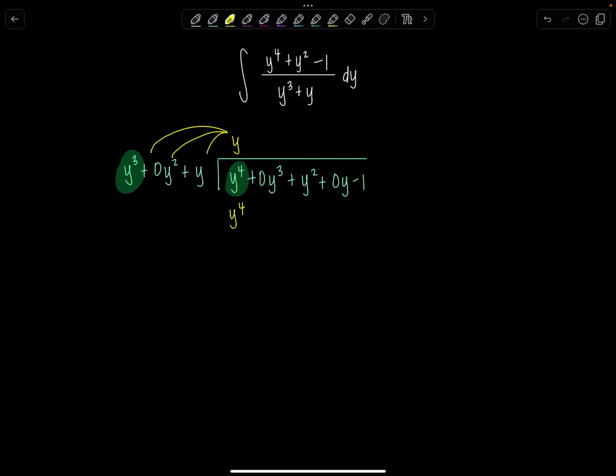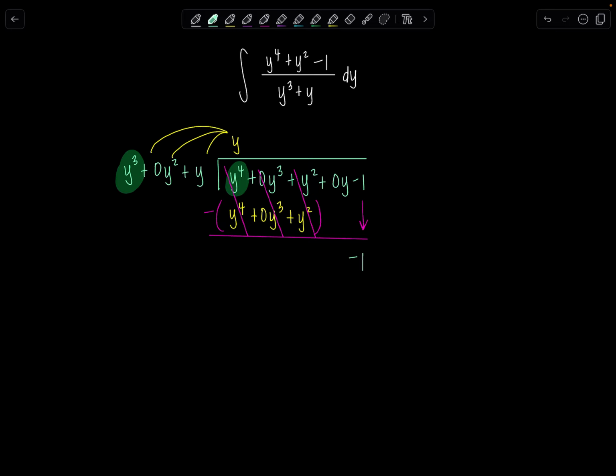So this is y to the fourth plus 0y cubed plus y squared. And then now I subtract this from the row up above, and then look, everybody cancels. Boom, boom, boom. 0y is nothing, and I'm going to bring down the next term, which is a -1. And actually, this long division has come to an end.